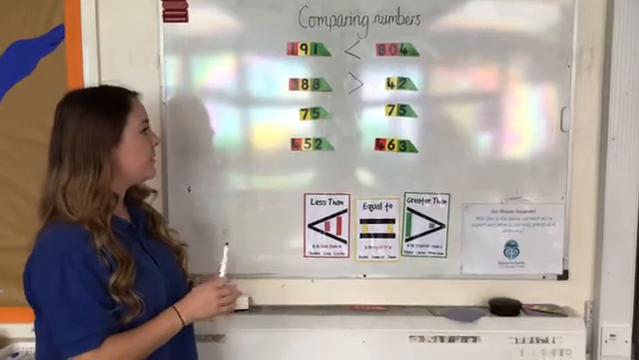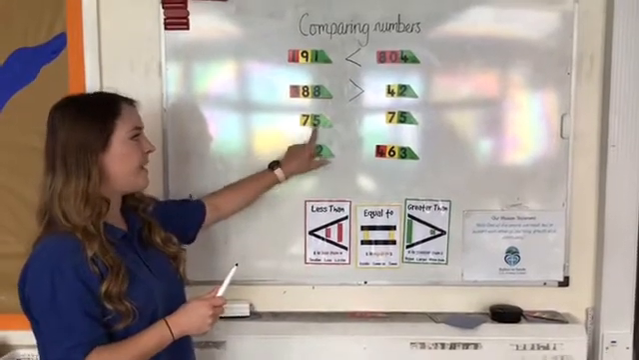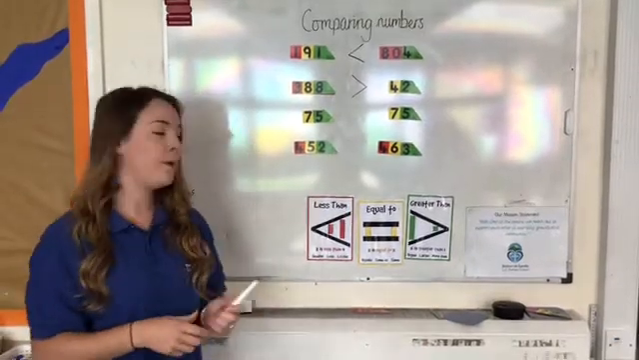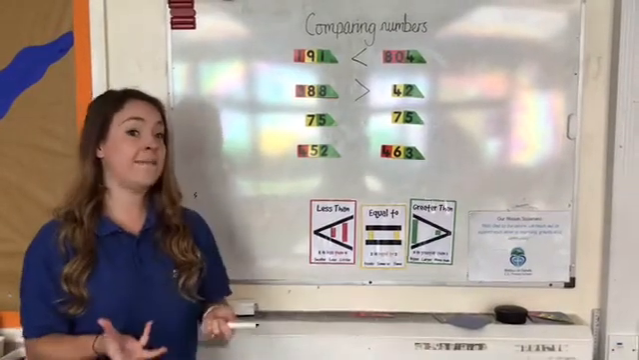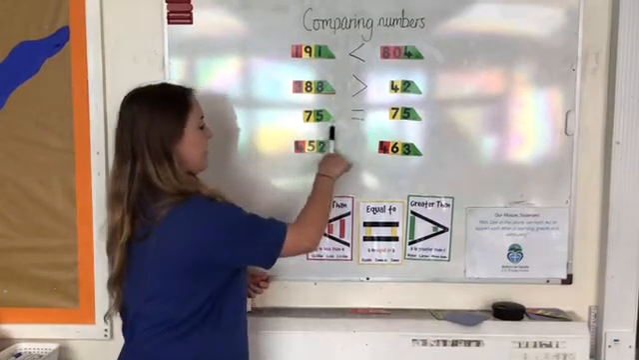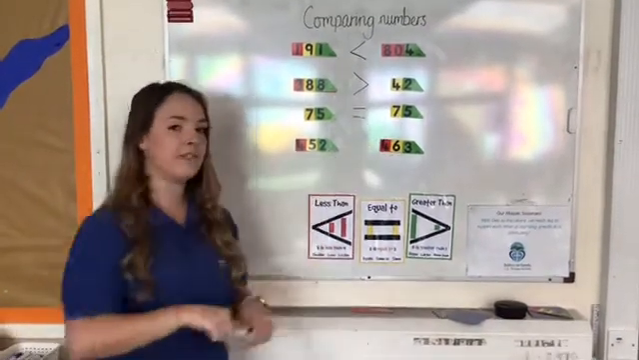Okay, so for the next one, you'll see we have 75 and 75. These are both equal, they are the same value, so we would use this symbol. 75 is equal to 75.